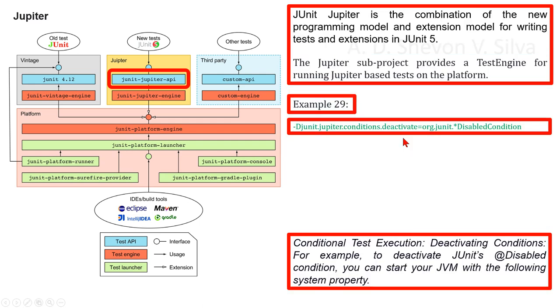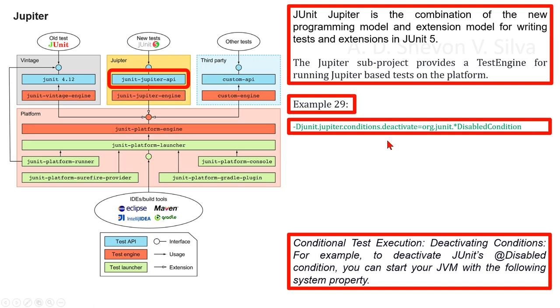Now we are considering deactivating conditions in conditional test execution. For example, to deactivate JUnit's @Disabled condition, you can start your JVM with the following system property. Sometimes it can be useful to run the test suite without certain conditions being active. For example, you may wish to run tests even if they are annotated with @Disabled in order to see if they are still broken.